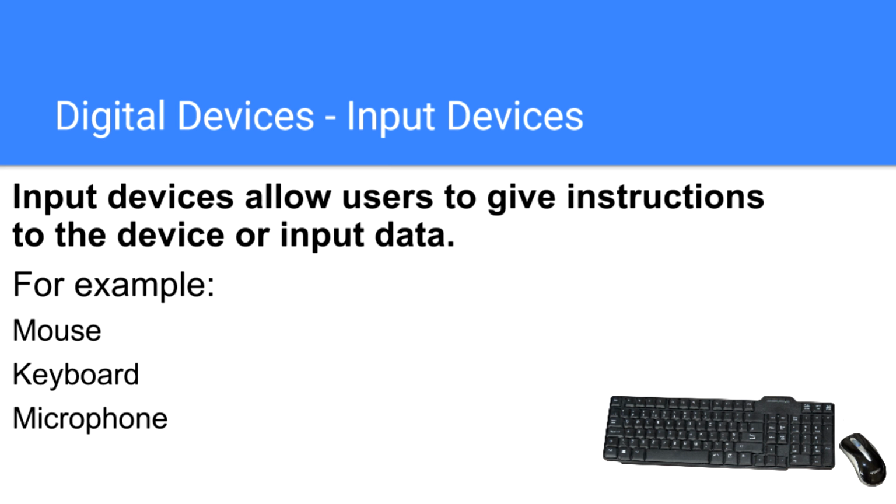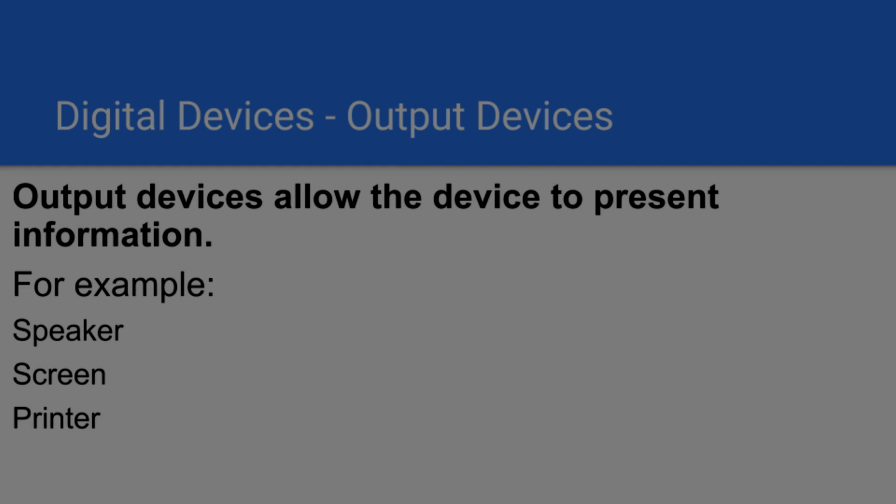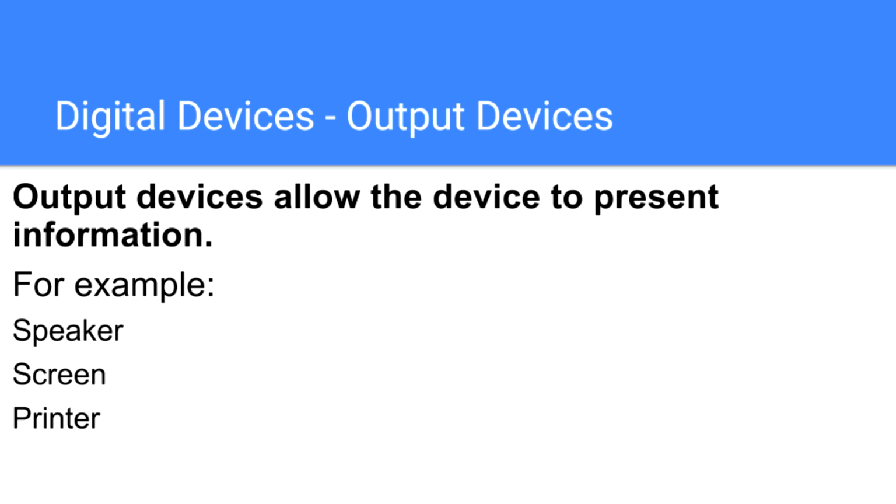Input devices allow users to input information into the device, or give the device instructions. The mouse and keyboard are both examples of input devices. Output devices allow digital devices to present information to the user. Screens, headphones, and printers are all examples of output devices.